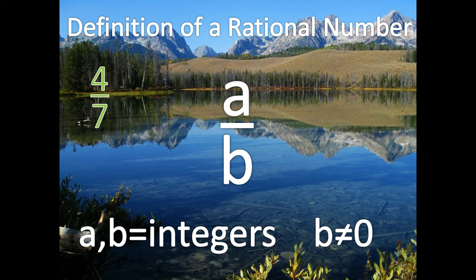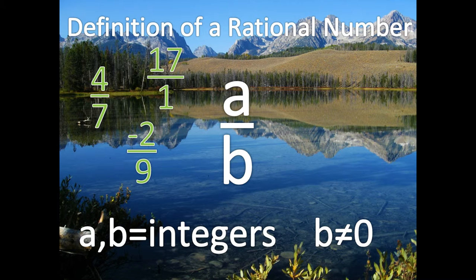One example is 4/7. A is 4, B is 7, so 4/7 is a rational number. Another one is 17/1, which we're more comfortable writing as just 17. But that makes all whole numbers rational numbers. Another example is -2/9. We can also have negatives within a rational number because a is -2 and b is 9.